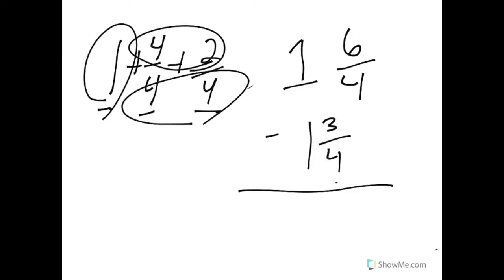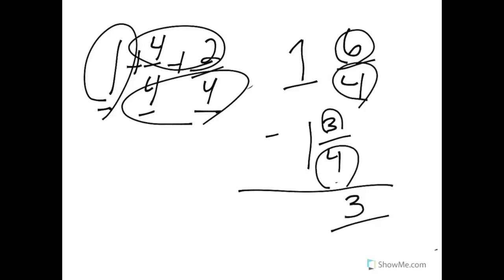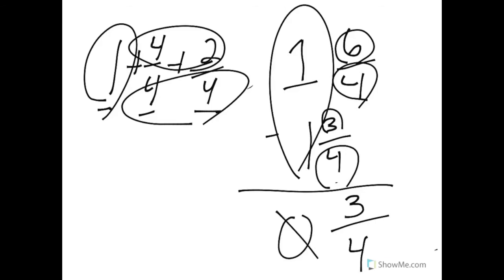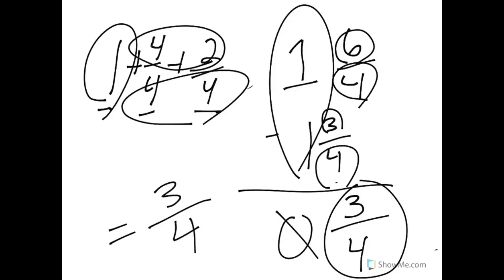I'm regrouping. Okay, 6 minus 3 gives us 3. Denominator stays the same. 1 minus 1 is 0. I can write the 0, it doesn't really matter. My answer then becomes 3/4.